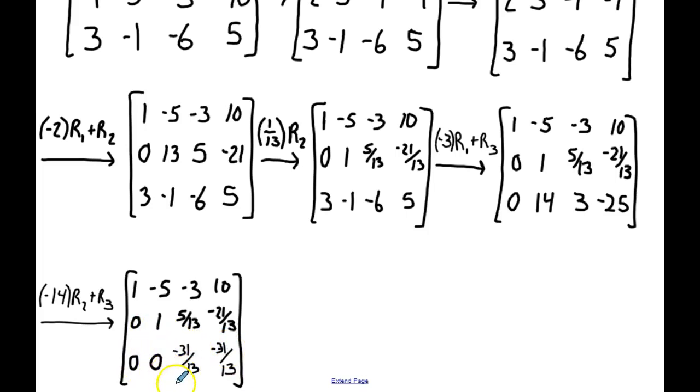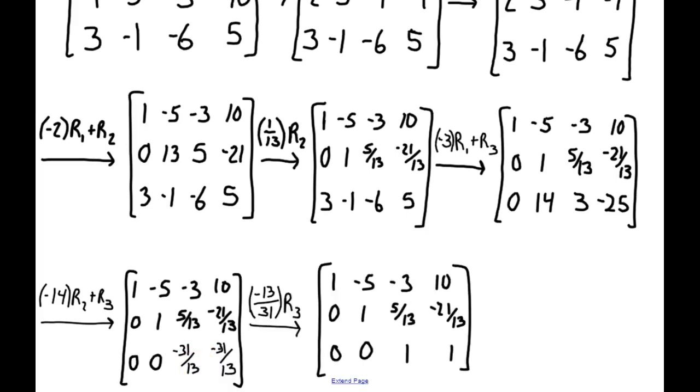Last step we have to do to make this entry a 1 is to multiply it by the reciprocal. The reciprocal will be negative 13 over 31. Once we do that, now we get 0, 0, 1, 1 as our entries in row 3. Now we can see that our matrix is in row echelon form.